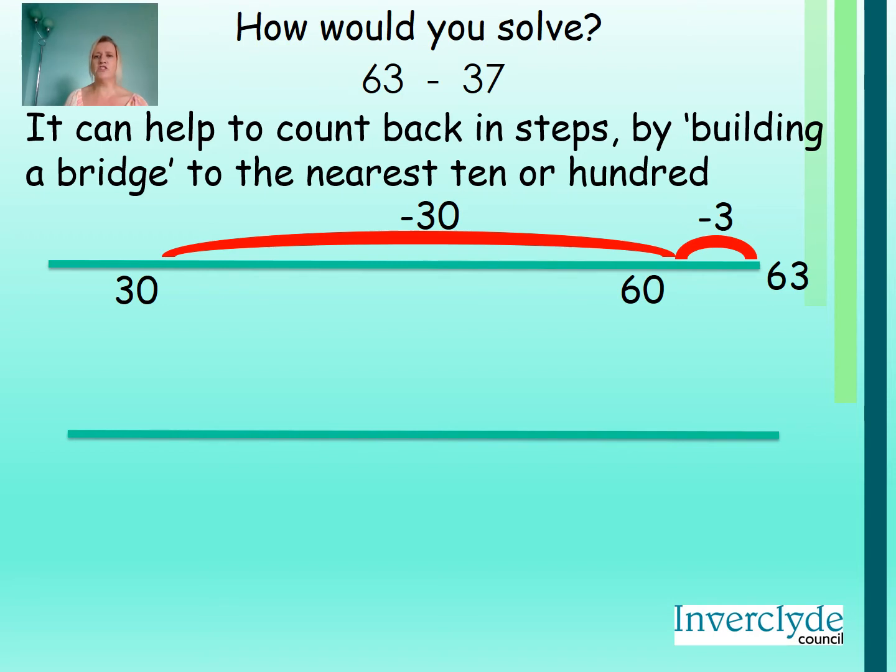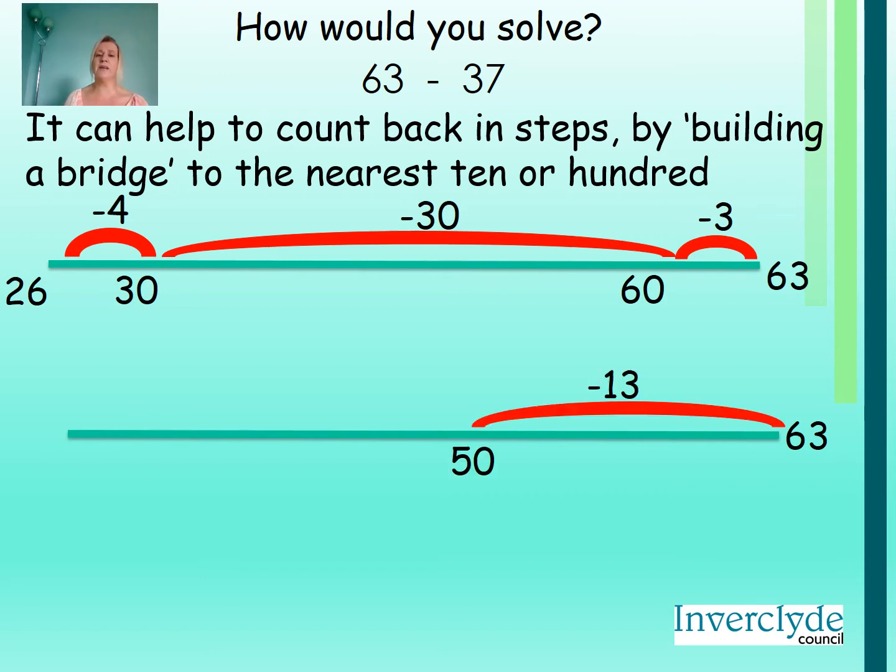Another way to use the bridging strategy is to start again at the number 63, but I might be able to build a bridge to 50, which is another multiple of 10. So I'm taking away 13 this time to get down to 50. That means I need to take away 20 to get me down to 30, and of course another 4 to get me to 26. Do you notice we have the same answer of 26 in both of those calculations?